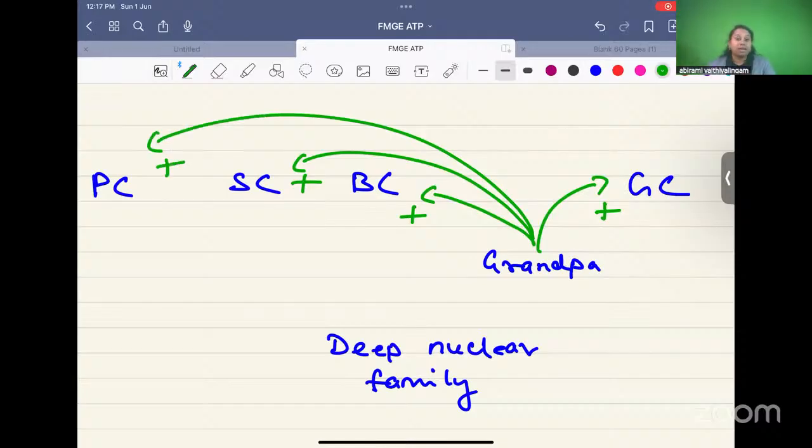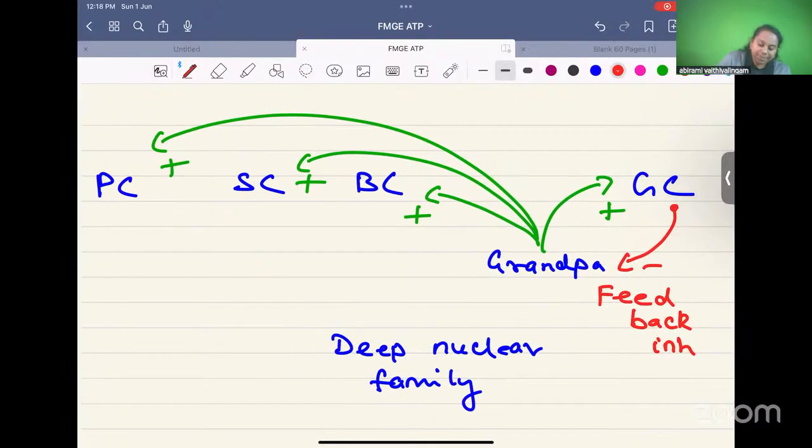But these boys are very bad. See, this first boy, GC, is getting plus from the grandpa and he is inhibiting the grandpa itself. This is like backstabbing, getting from the grandpa and inhibiting the grandpa itself. So this is called feedback inhibition.